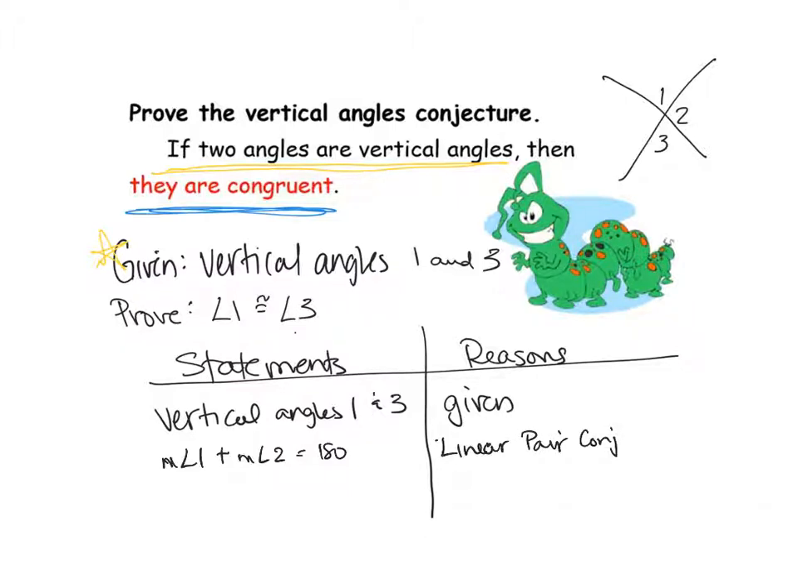Okay, from here on out, I will write this as LP, linear pair conjecture. LP stands for linear pair. That's how often we use this, and I just don't want to keep writing it out. So we know angles 1 and 2 together equal 180 degrees. Well, I can make a similar statement about 2 and 3. So the measure of angle 2 plus the measure of angle 3 should equal 180 degrees as well, again because of the linear pair conjecture.